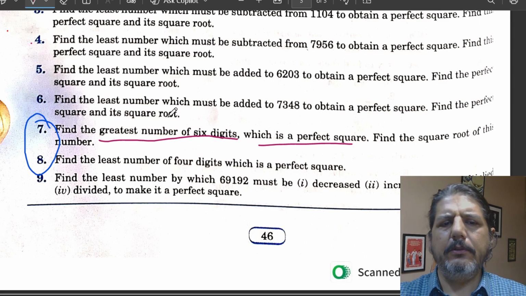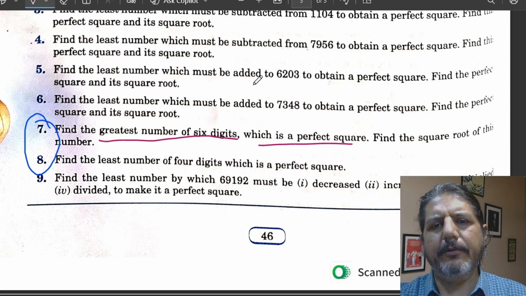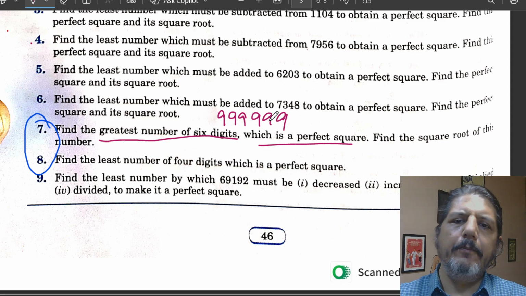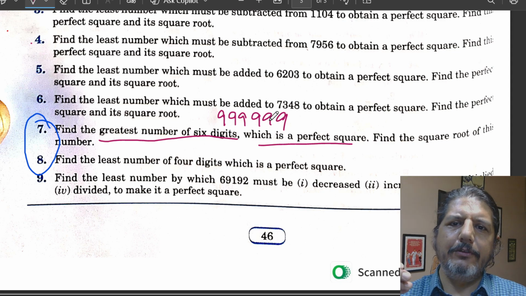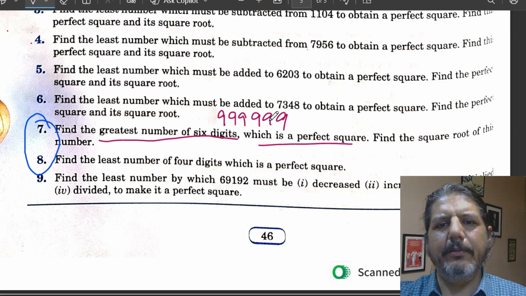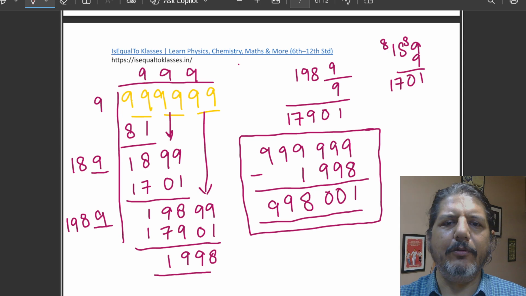I'll assume that the greatest number which is a perfect square looks something like this. I'll be using the long division method. Then there'll be some remainder which will remain. I'll subtract that remainder and find the greatest 6-digit number which will be a perfect square. So let's see how to do this kind of question.